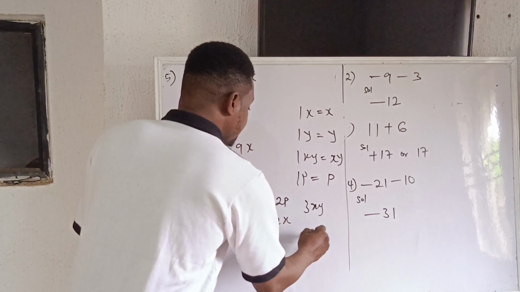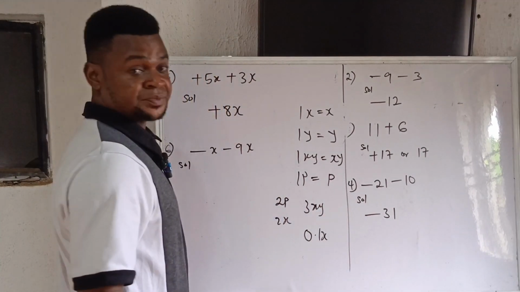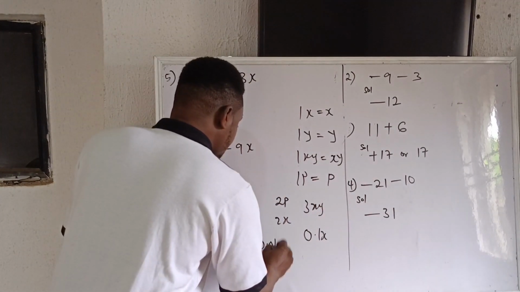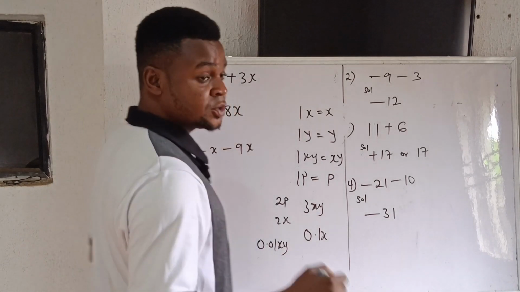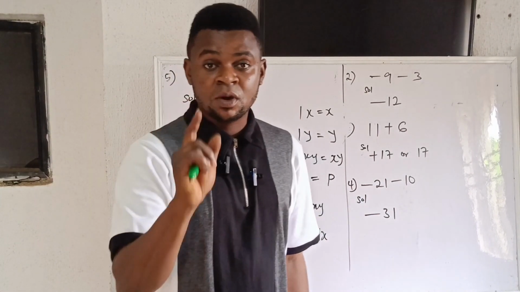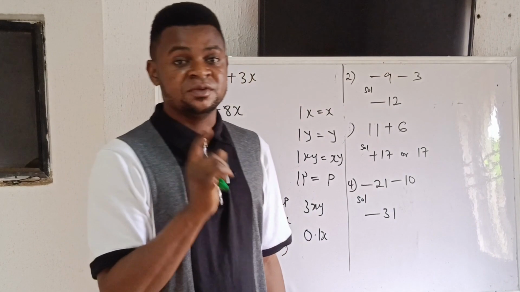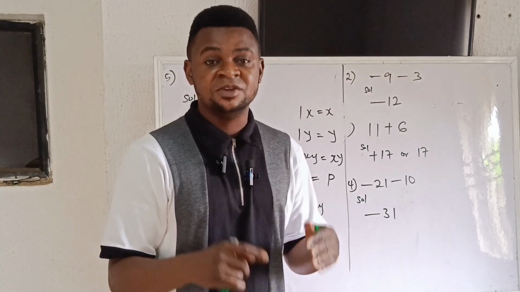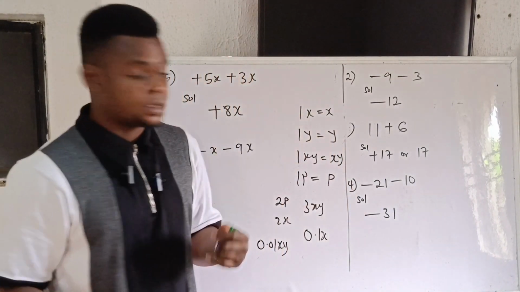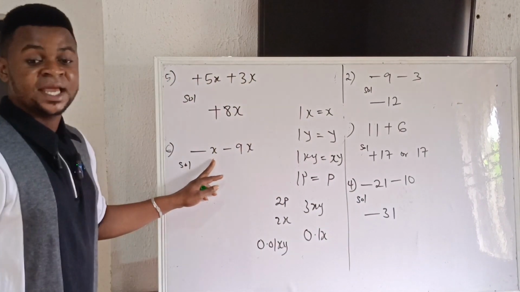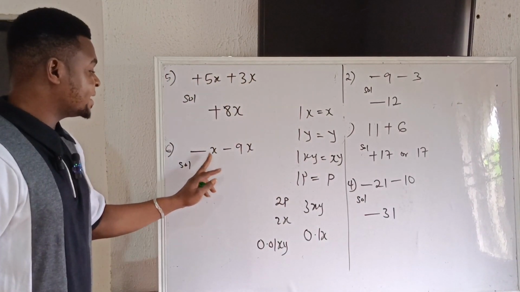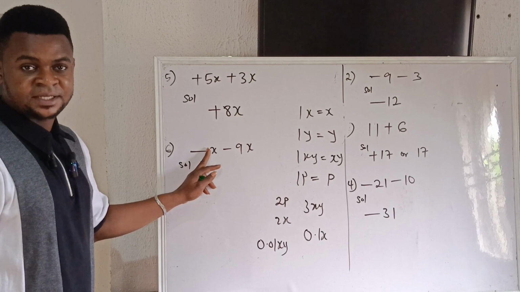We can even have 0.1x, this is also correct. We can have 0.01xy, this is also very correct. But 1 cannot be attached to any of the variables, but can attach to any other number other than 1. So that is why we have only x written. It means that this x has an invisible 1 attached to it.